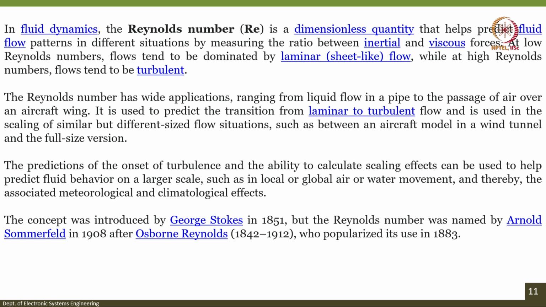Okay, so the same concepts are described in this particular slide, that is the Reynolds number. It is a dimensionless quantity. It is used to predict the flow pattern by measuring the ratio between the inertial and viscous forces, and it is used in a wide variety of applications to predict the flow pattern, from the liquid that is flowing in a pipe to the passage of air over an aircraft wing as well. So, there is a wide range of applications where this Reynolds number quantity is used to predict the fluid flow pattern.